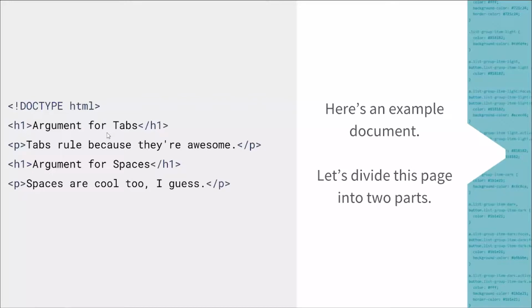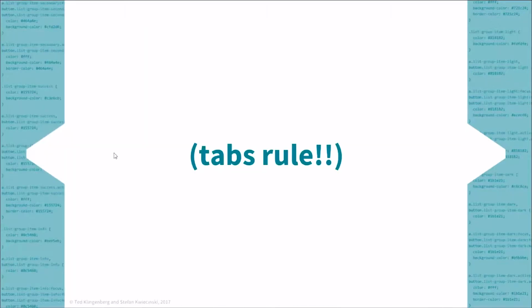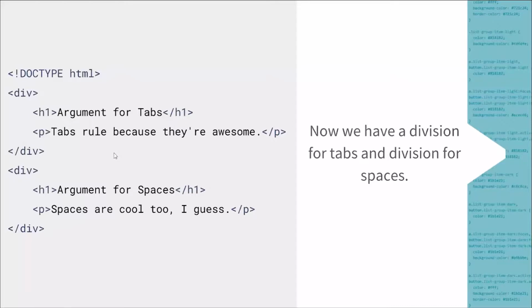So here's just a little example here. We have an argument for tabs, and then we have an argument for spaces. So here's the argument for tabs. And then here's our argument for spaces. So we can go ahead and divide this page into two parts. I use tabs more frequently, but the best advice is really just to use tabs and spaces. We use tabs to indent things and then spaces to align them.